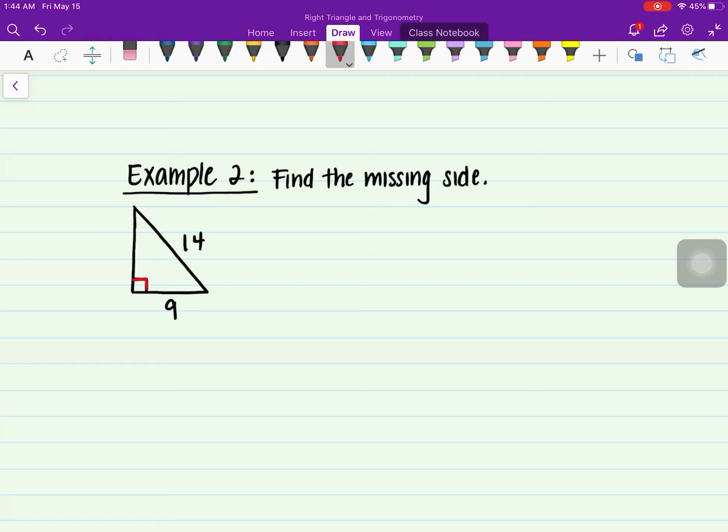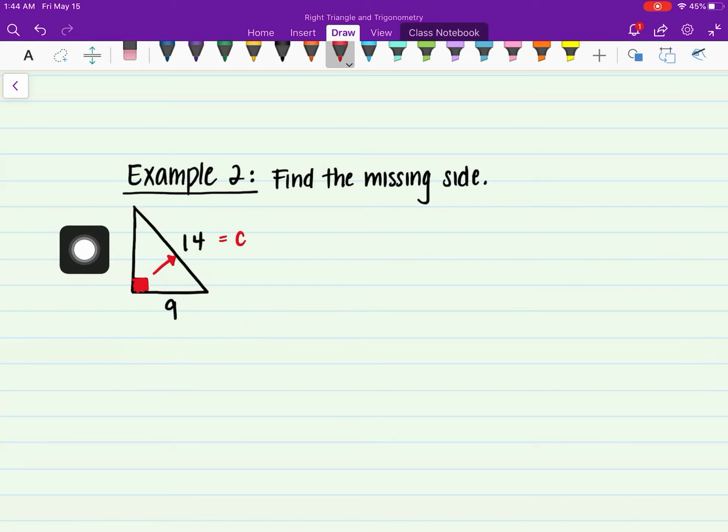So whenever we are identifying C, we need to look at where our right angle is located. And if we look at the side opposite to the right angle, in this case, that's going to be our C value. That's going to represent the hypotenuse. So in this case, this is our C.